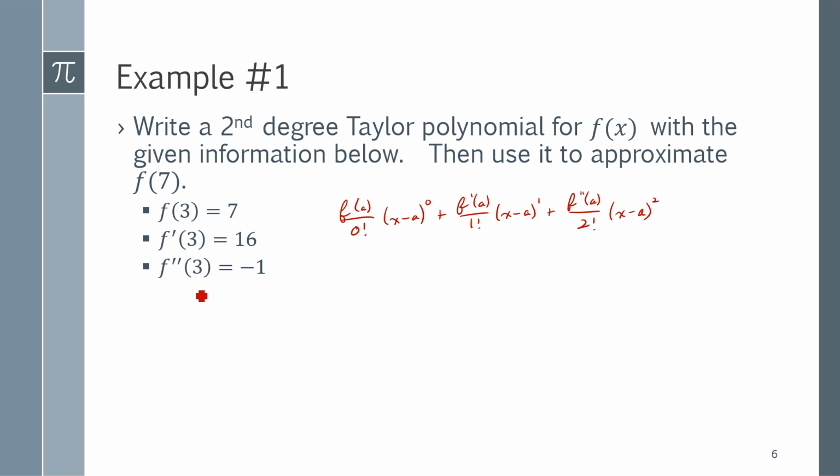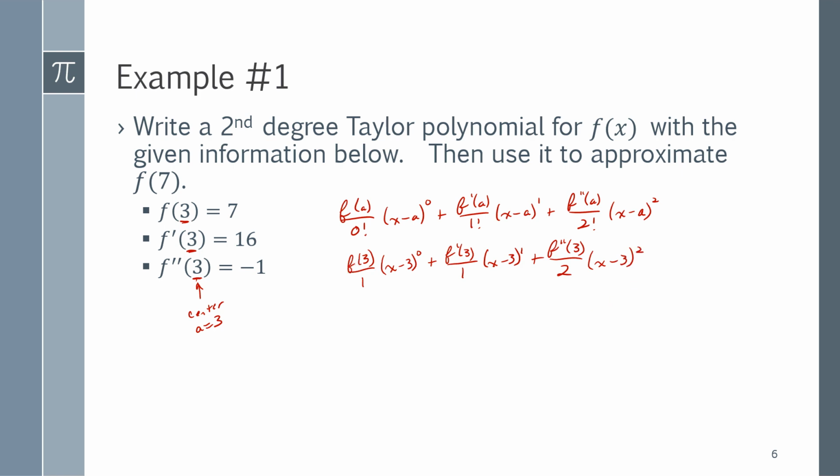From here, I can see that because I'm using 3 in all of these, my center is 3. So that means I need f of 3, 0 factorial is 1, times x minus 3 to the 0. f prime of 3, 1 factorial is just 1, times x minus 3 to the first. f double prime of 3, 2 factorial is just 2, times x minus 3 squared.